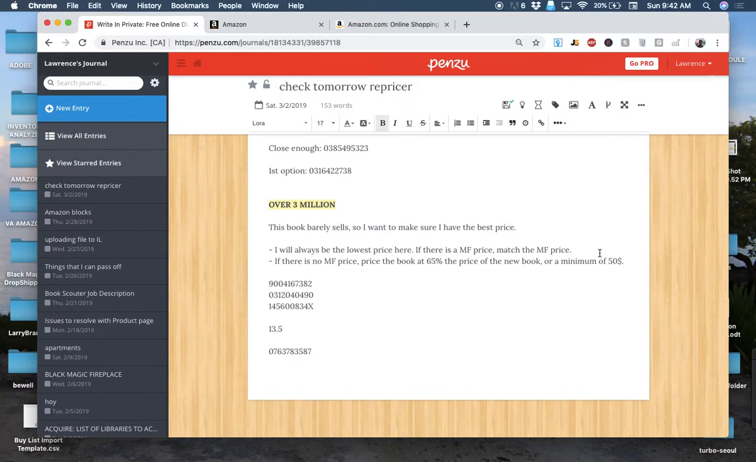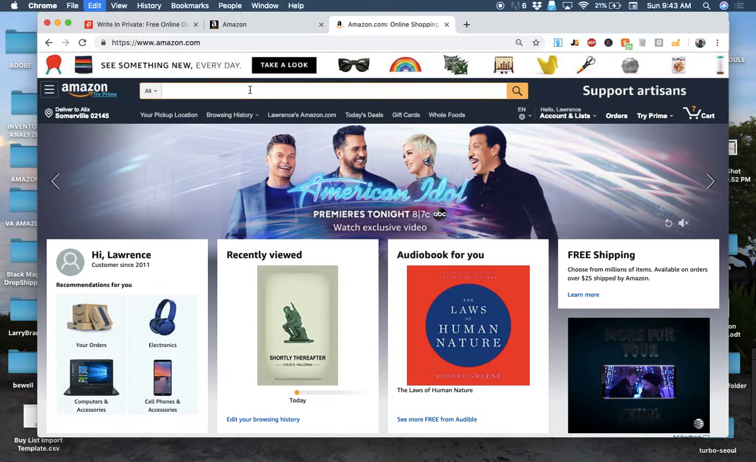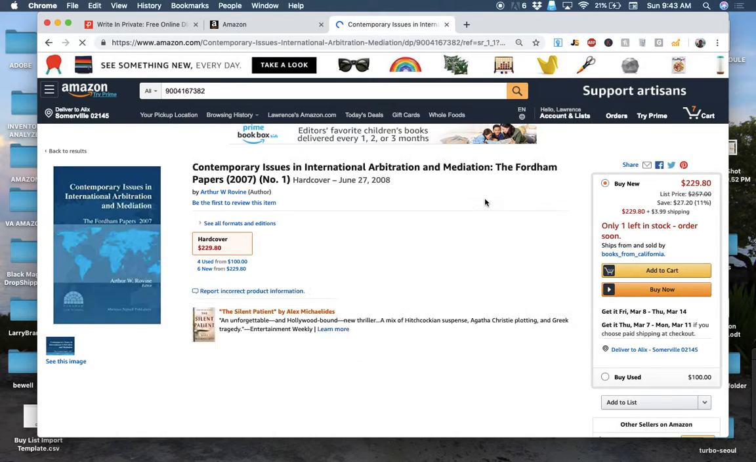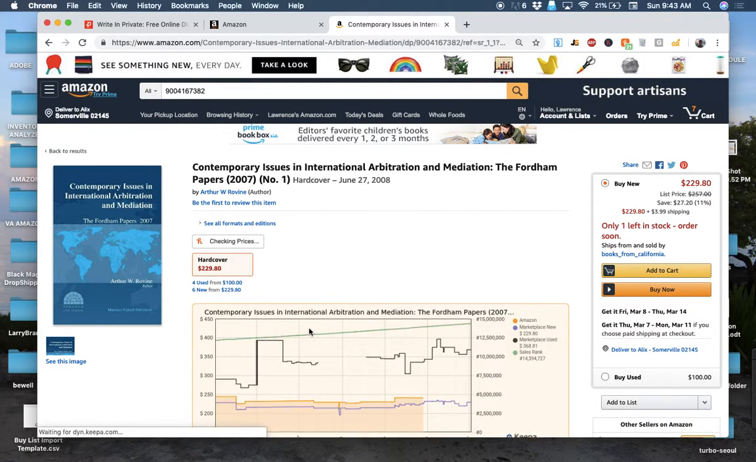If there is no merchant fulfilled price, then price the book at 65% of the new price, or it's a minimum of $50 if it's over 3 million. So here are some examples. This one, you can see that the new price is 229.